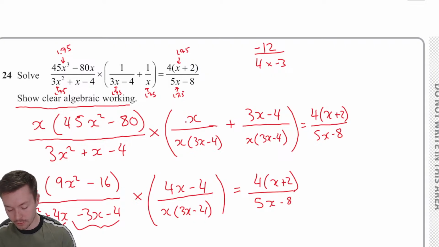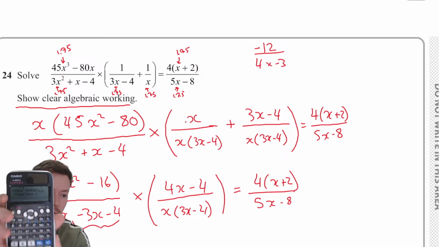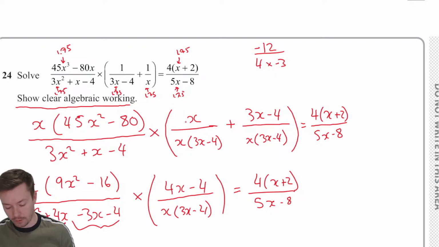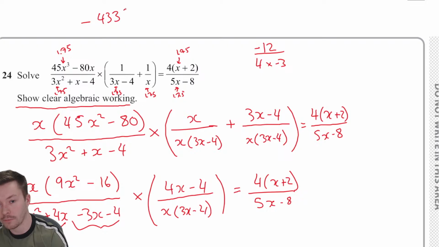Fraction, 4 times answer cubed, minus 80 times answer, divided by 3 times answer squared, plus answer minus 4. Times by bracket. So it should look exactly the same on your calculator. It's a bit hard because it's backwards, but it should look exactly the same in terms of brackets and everything. Fraction 1 over 3 times answer minus 4 times by fraction 1 over answer, close the bracket. And that equals, at the moment, and it's not a very nice looking thing, it doesn't have to be, minus 336 over 555.